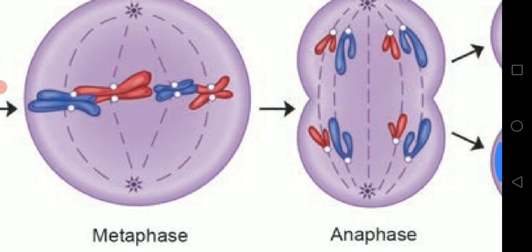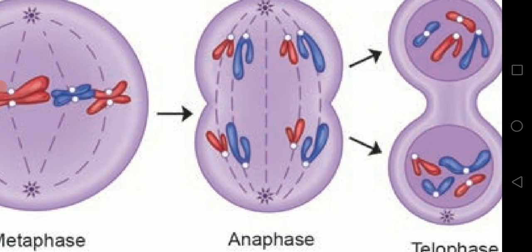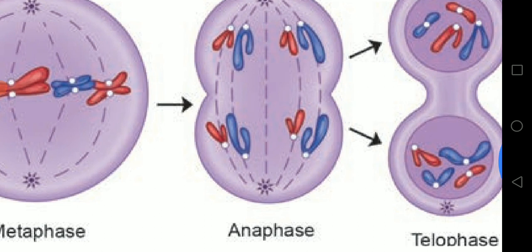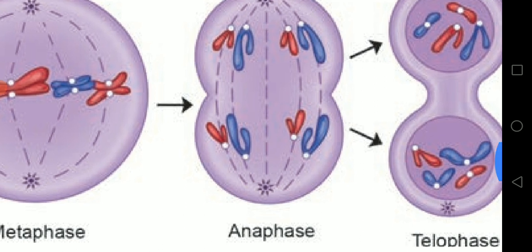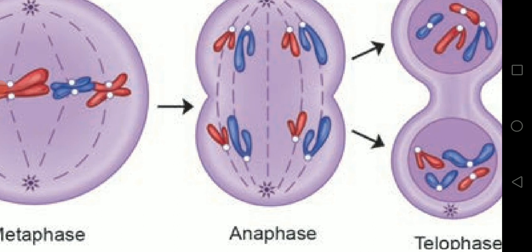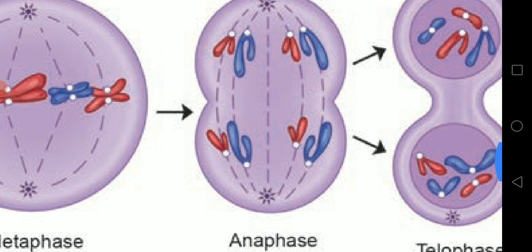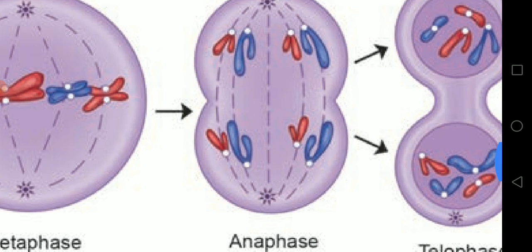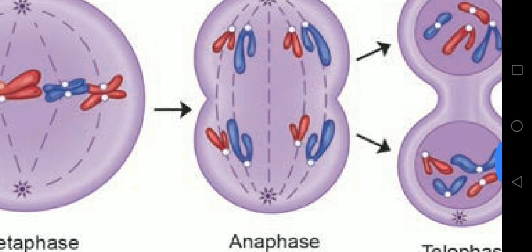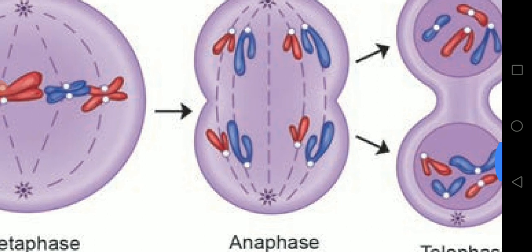The next one is anaphase. Here, ana means up or back. The centromeres attaching the two chromatids divide, and the two daughter chromatids of each chromosome separate and migrate towards the two opposite poles, moving in opposite directions.